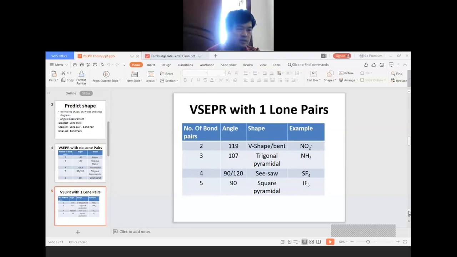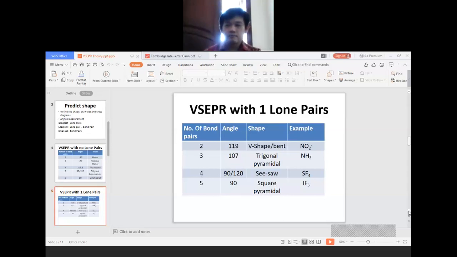With one lone pair, there are 2 bond pairs and 1 lone pair. The angle is 119, V shape or bent. The example is the nitrate ion, not nitrate, it is nitrite ion.